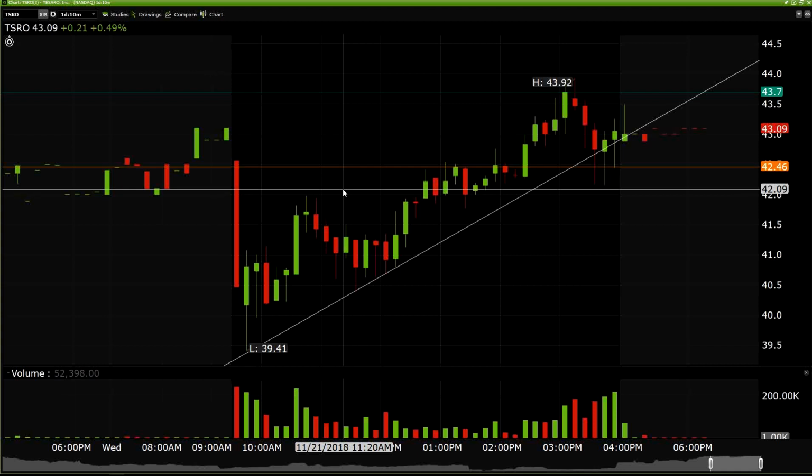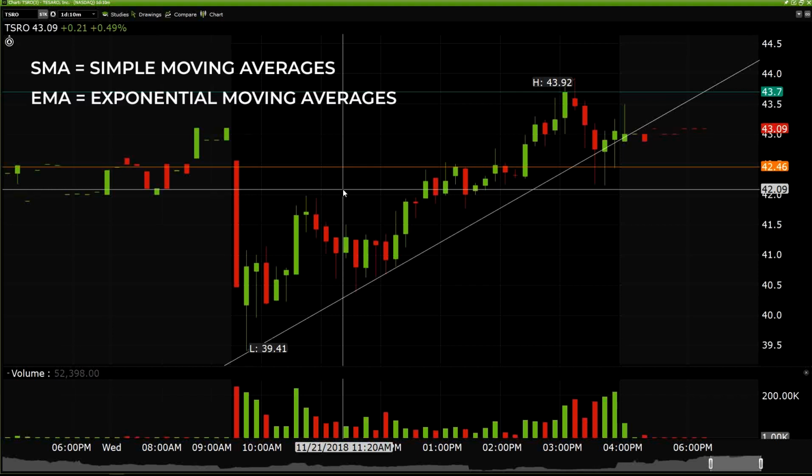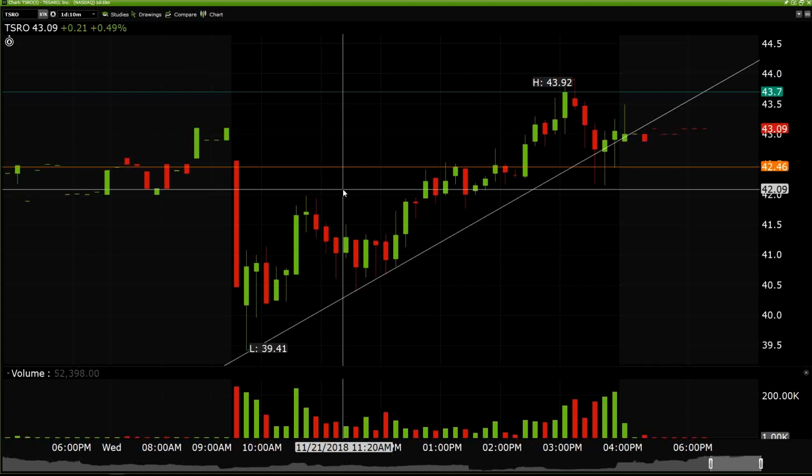I think the two we're going to stick with today are just simple moving averages, which are SMAs, and EMAs, which are exponential moving averages. And I just want to give you a quick overview of how they work. A simple moving average is a moving average that acts as a general support or resistance.